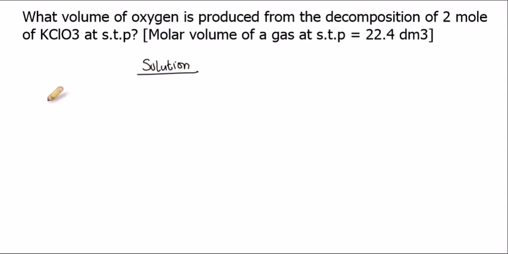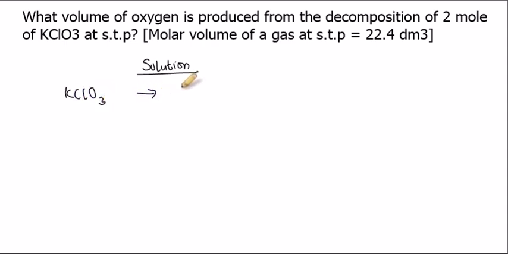In the question above, determine the volume of oxygen produced from the decomposition of 2 moles of KClO3 at s.t.p., given the molar volume of gas to be 22.4 dm³. So the first thing to do is to write out a balanced chemical equation showing the decomposition of KClO3.